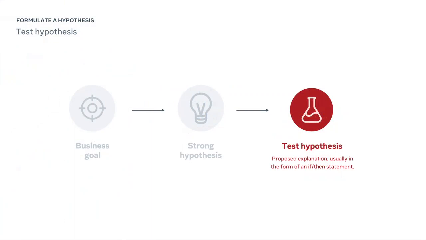When you have a strong hypothesis, you can develop your test hypothesis. A test hypothesis is typically an if/then statement, and it considers how a change in a variable can influence an outcome. While a hypothesis could be a subjective assumption, a test hypothesis includes a null and an alternative hypothesis. The objective is to test if you can reject the null hypothesis and accept the alternative.